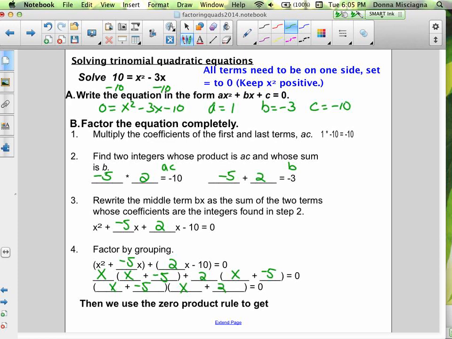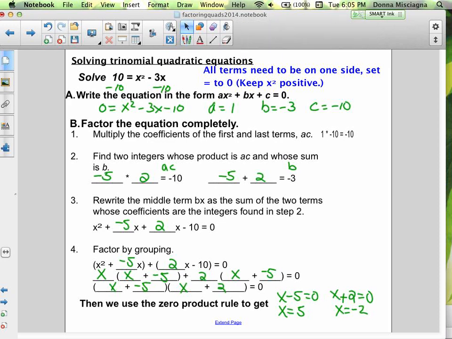And now we just use our 0 product rule to get our two solutions. So we have x minus 5 equals 0 and x plus 2 equals 0. A nice easy solve. Add 5 to both sides. X is 5. Subtract 2 from both sides. X is negative 2. And that's it. We're done. Easy peasy, right? All right, let's look at another one.